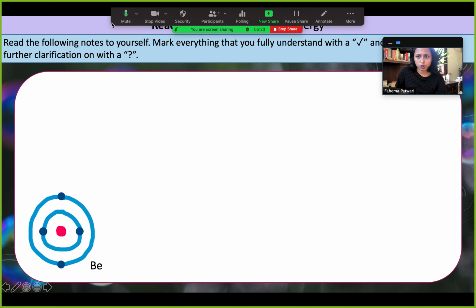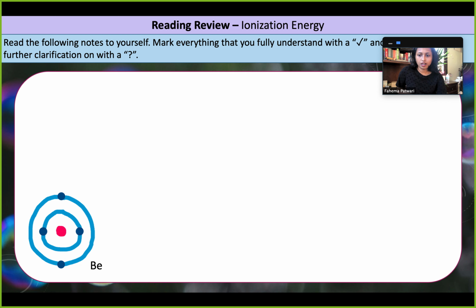Right, so over here, what we have is a beryllium atom. Beryllium has atomic number 4, so there are 4 protons in the nucleus, and there are 4 electrons, 2 on the first energy level, 2 more on the second level.